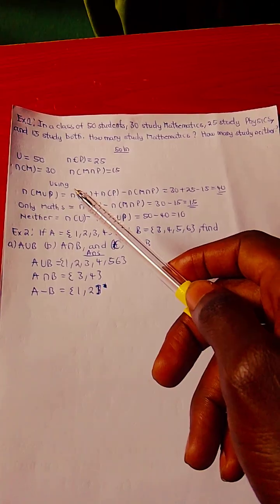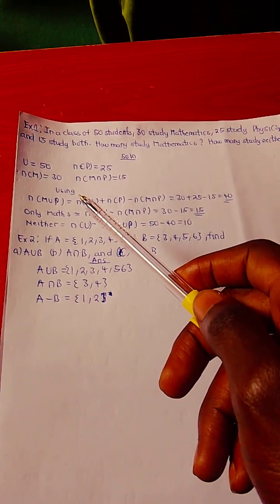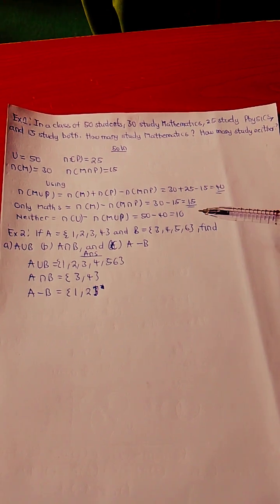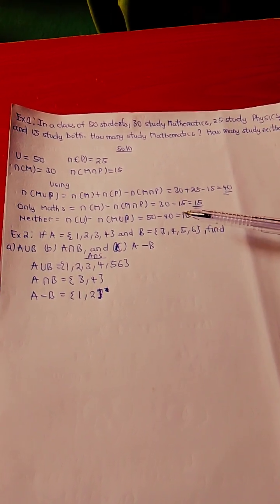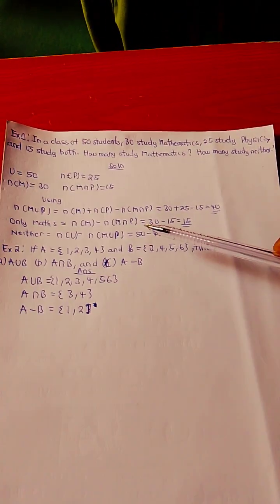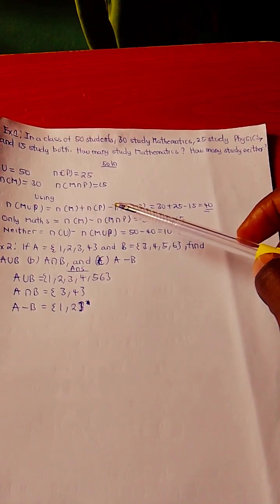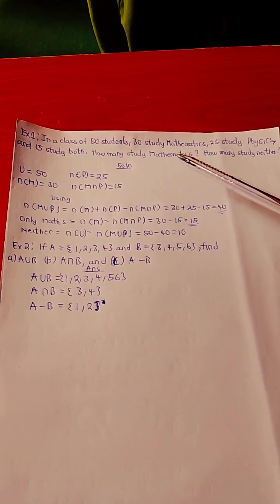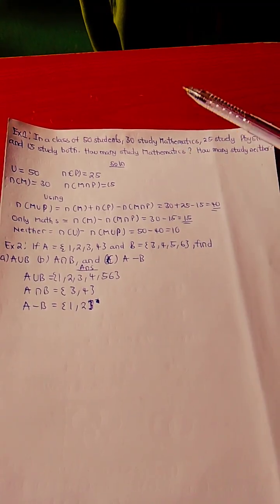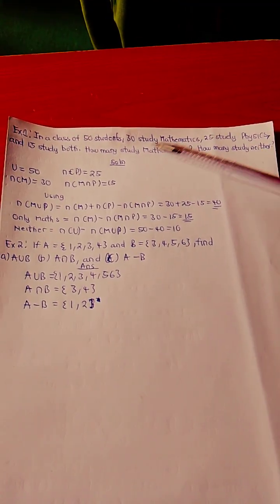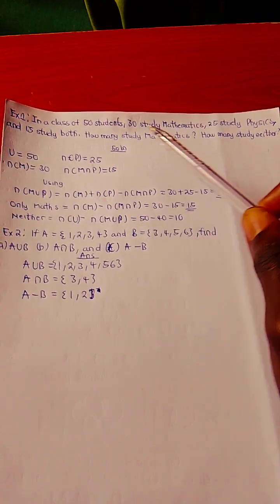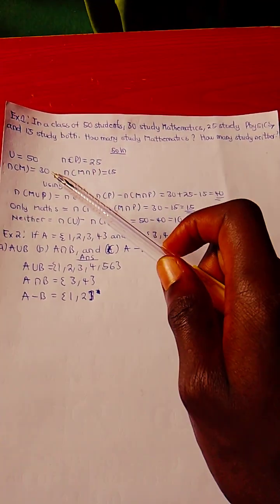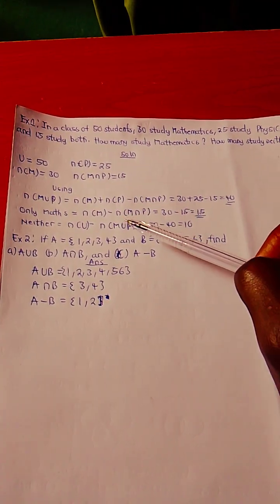The people that study both maths and physics together, they are 40. Now they told us in this question to find how many study mathematics only. So in order to get this particular variable, the solution is the number of maths, which is already 30, minus the M intersection P.